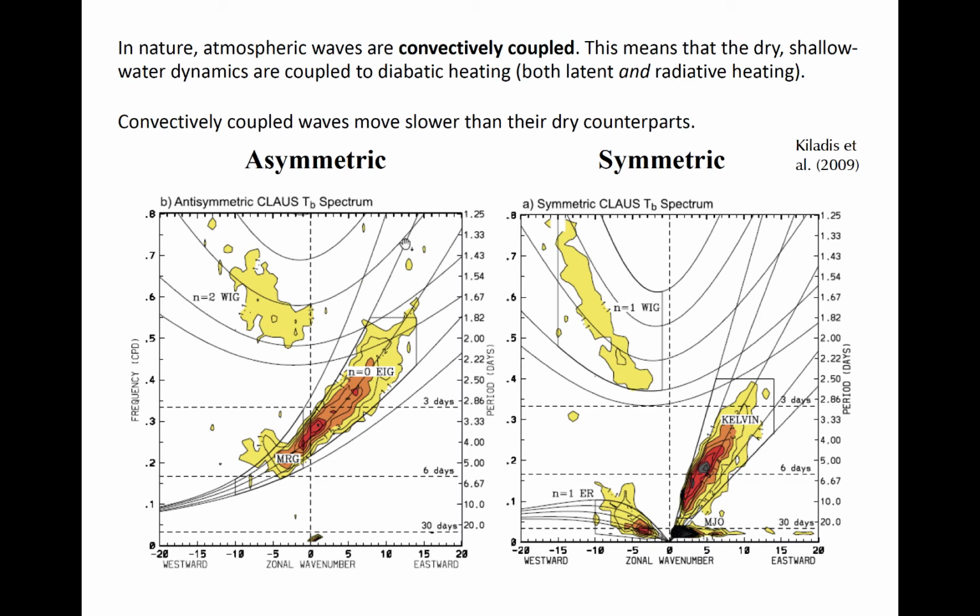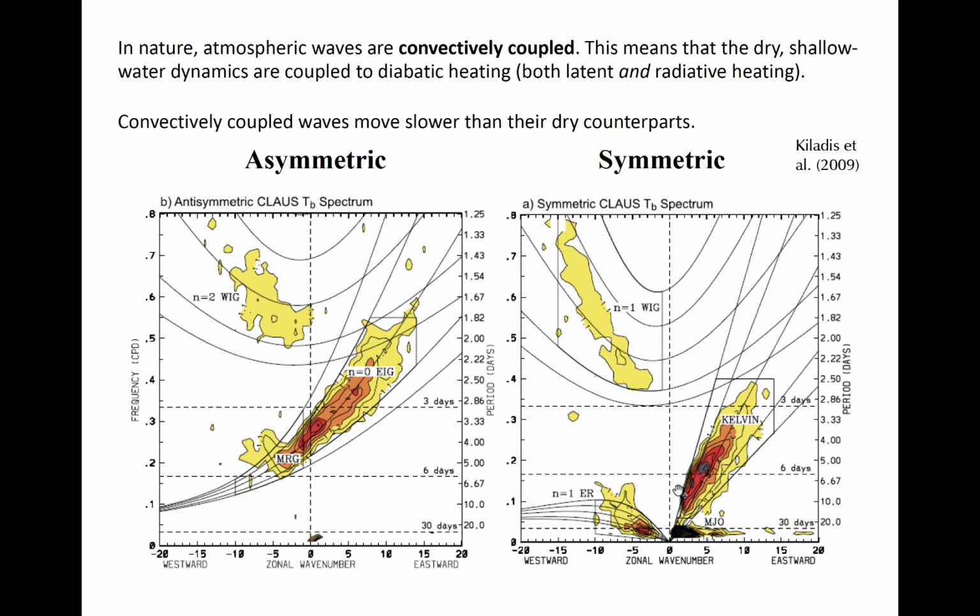The waves with convection that is asymmetric about the equator include the even-numbered inertia gravity wave, the n equals 0 eastward inertia gravity wave, and the mixed Rossby gravity wave. The waves that contain convection that are symmetric about the equator include the odd-numbered westward inertia gravity waves, the equatorial Rossby wave, and the Kelvin wave.